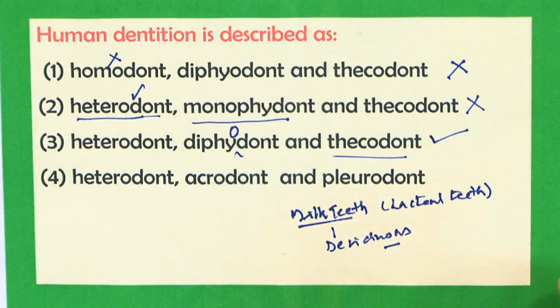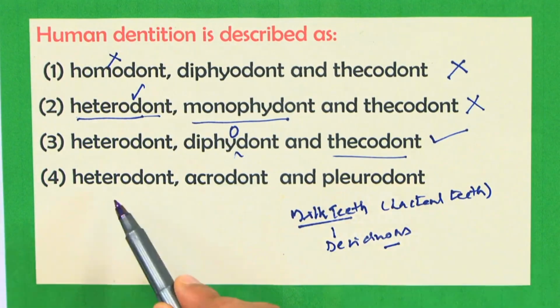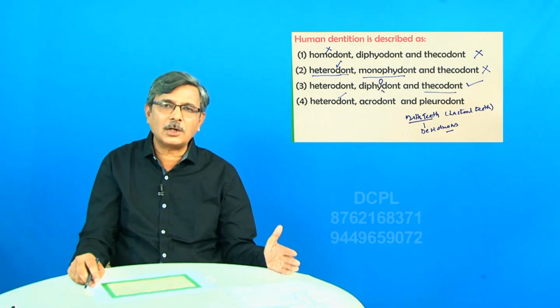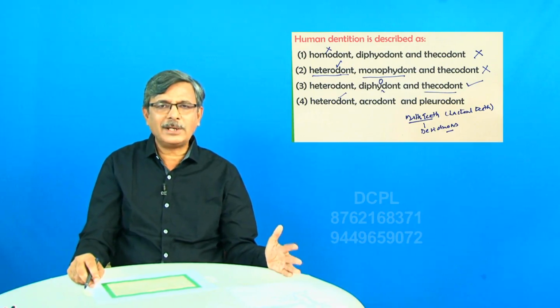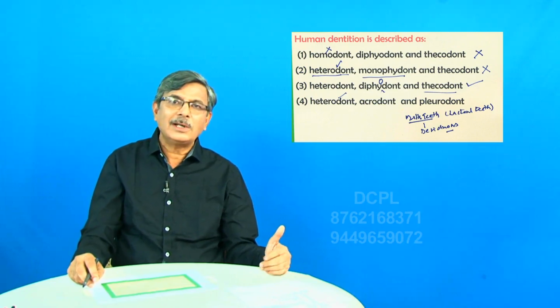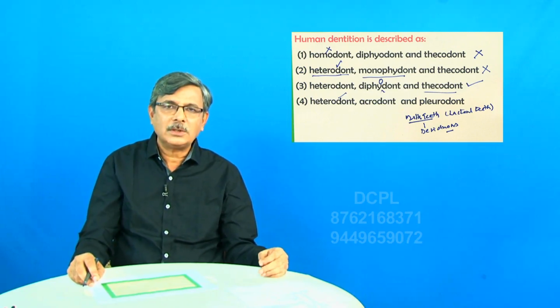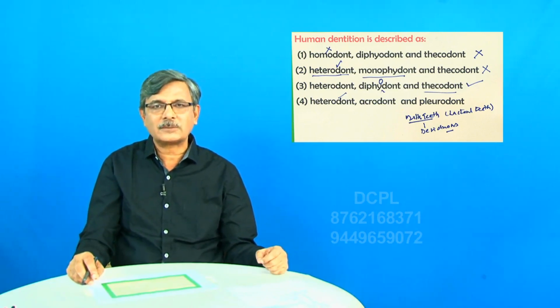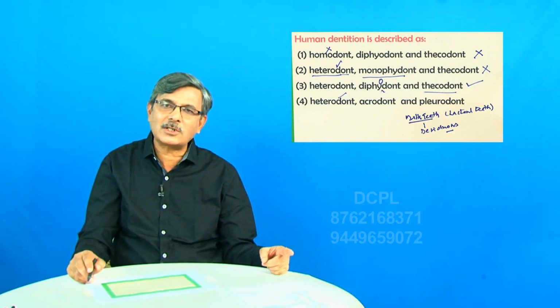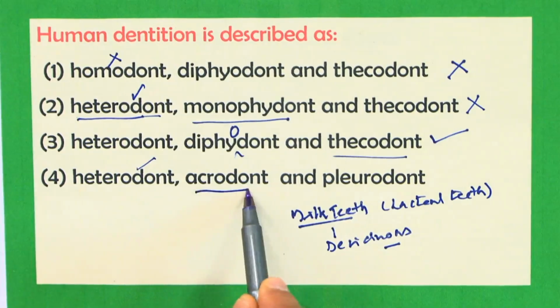Now, let me look into option 4 also. Heterodont, yes. Acrodont. I hope all of you have heard of the word acrodont. Please remember, when it comes to NEET examination, you have to know a little more than what is actually there in the text. So now let us know what we mean by acrodont. If the teeth are superficially attached to the jaws, not firmly embedded in the sockets of the jawbone, then we call such a dentition acrodont dentition.